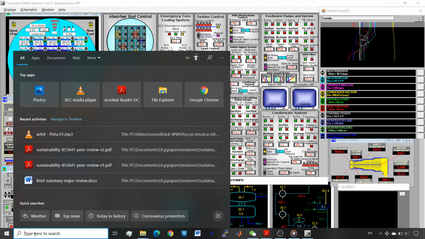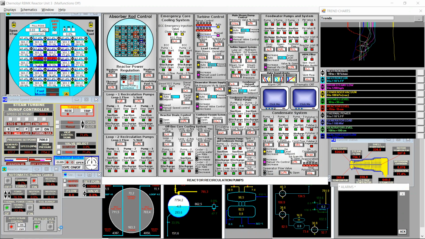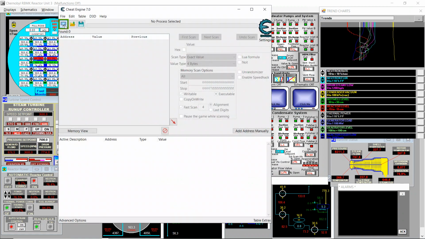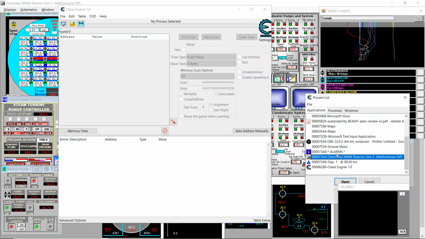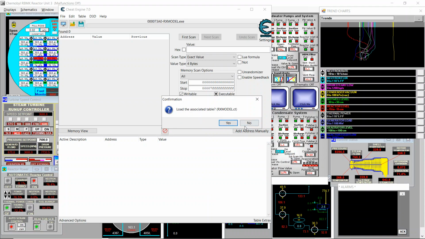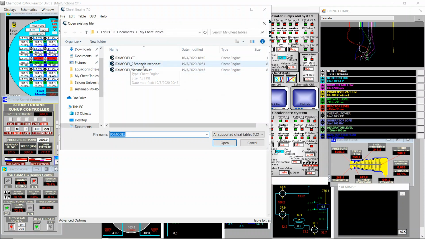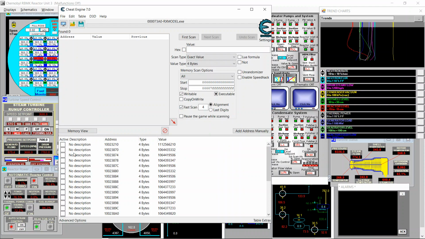Now it's a good moment to go to Cheat Engine. We open the process Chernobyl RBMK reactor 3. Load the associated table. No, because this one is only for xenon. So I will open the one that I prepared for xenon plus fuel consumption. You can check my previous video about this fix, in which I found the memory addresses for the fuel consumption.